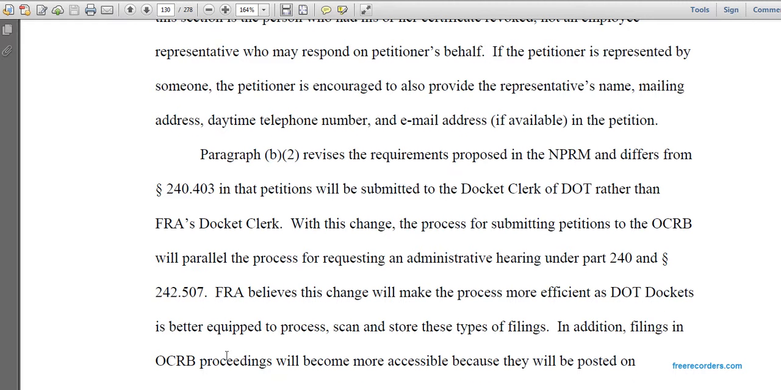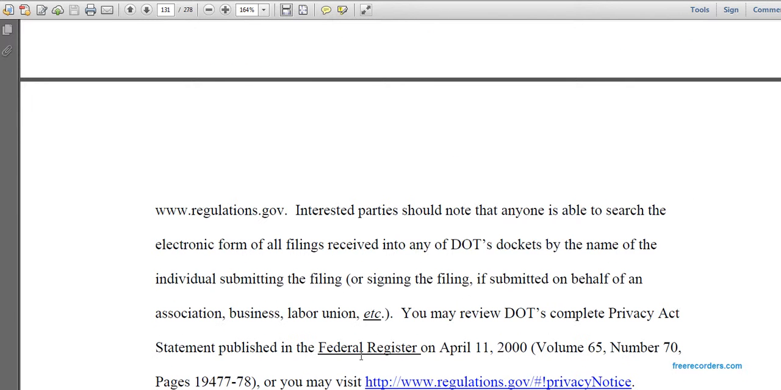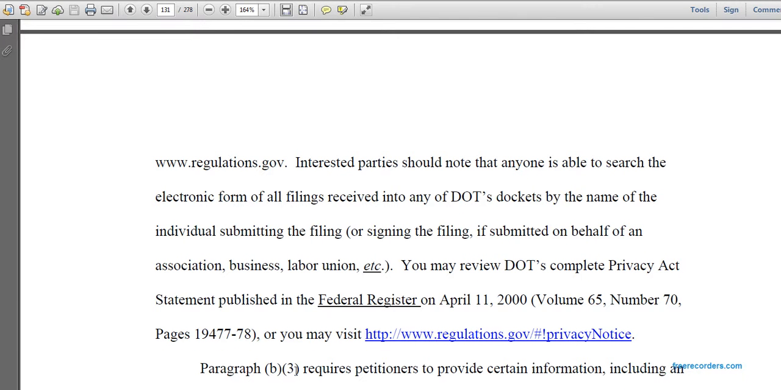In addition, filings of the Operating Crew Review Board proceedings will become more accessible because they will be posted on www.regulations.gov. Interested parties should note that anyone is able to search the electronic forms of all the filings received in the Department of Transportation dockets by the name of the individual submitting the filing, or if it is submitted on behalf of an association, business, or labor union, etc. You may review the Department of Transportation's complete Privacy Act statement published in the Federal Register on April 11, 2000, volume 65, number 70, pages 19477-78. You may also visit www.regulations.gov/#!privacyNotice.